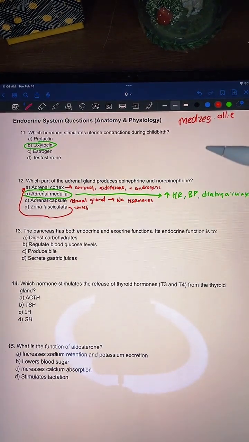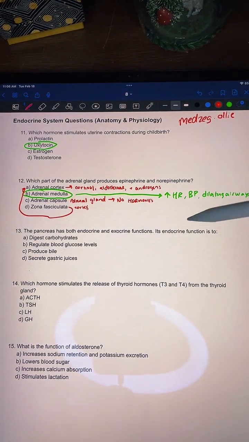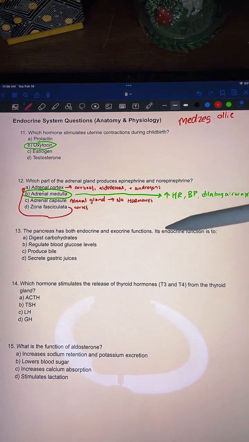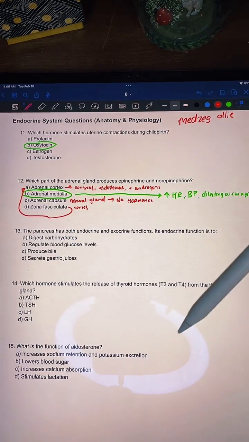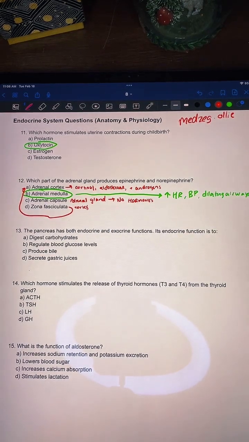The pancreas has both endocrine and exocrine functions. Its endocrine function is to what? Digest carbs, regulate blood glucose levels, produce bile, or secrete gastric juices.